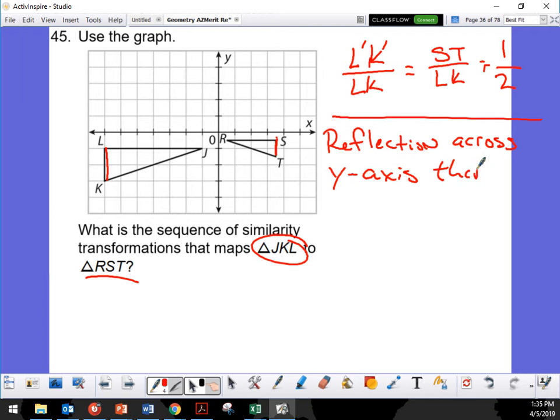Then what am I writing else? Then dilate by 1/2.